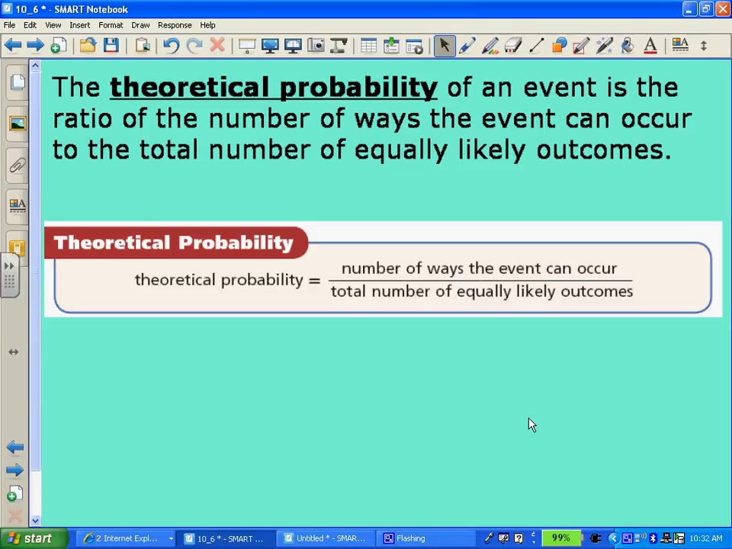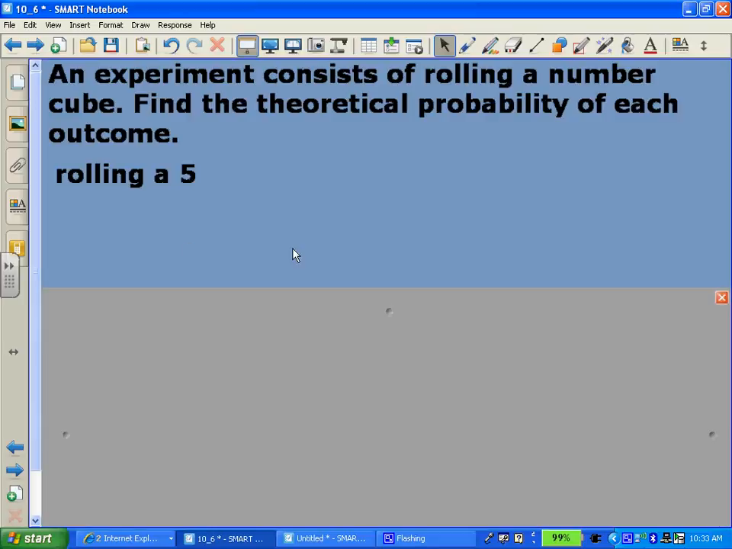The theoretical probability of an event is the ratio of the number of ways the event can occur over the total number of equally likely outcomes. It's similar to experimental probability, except we're not actually performing the experiment. We are just, in theory, thinking about what the probability would be if we did these experiments.